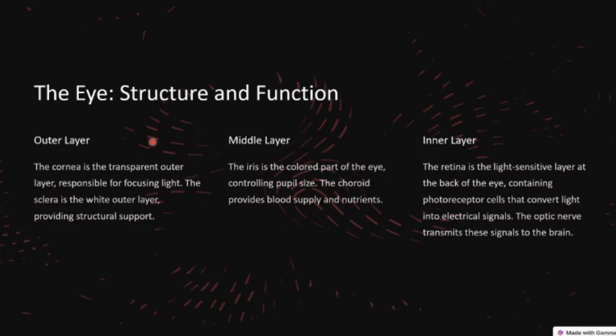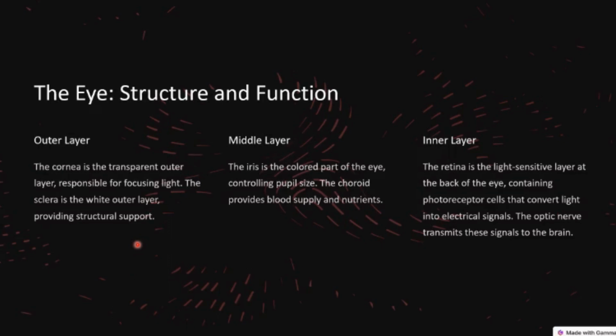First we'll see the outer layer, which is the cornea. The cornea is the transparent outer layer of the eye that refracts the light entering the eye, responsible for focusing the light. The sclera is a white outer layer providing structural support. The lens focuses light onto the retina. It changes shape to focus on objects at varying distances.